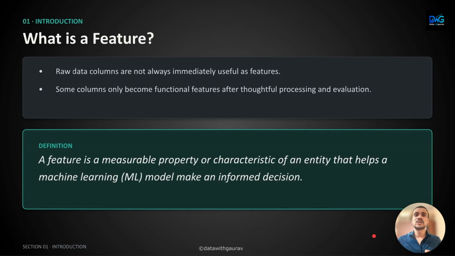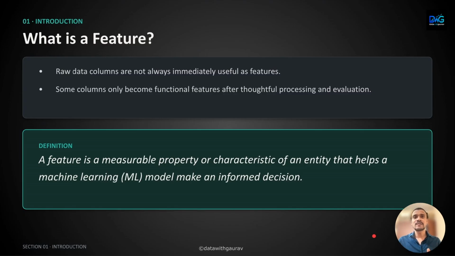Let's begin with a simple question: what exactly is a feature? When we work with a dataset, not every column is automatically useful to a machine learning model, right? Some columns can be used directly, while others need to be cleaned, transformed, or combined with other information before they become meaningful inputs. So in machine learning, a feature is simply a measurable property or characteristic of an entity that helps a model make informed predictions or decisions.